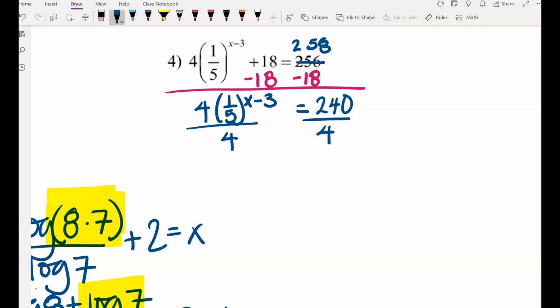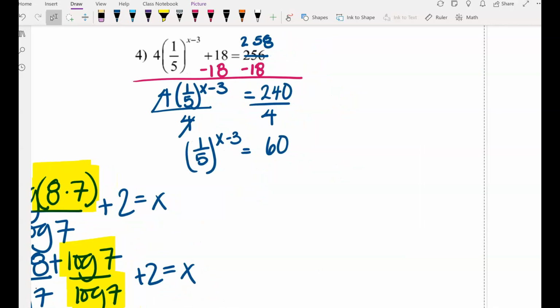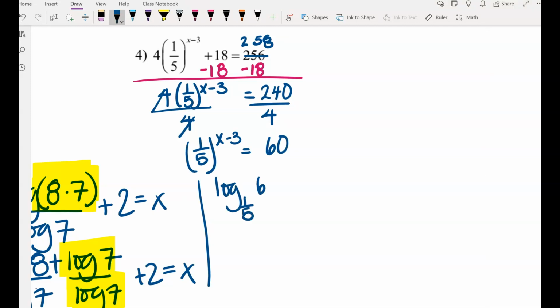Now dividing both sides by 4 is the same exact operation as multiplying by a quarter. Okay, you can do either. So divide both sides by 4. So now we have, this is going to cancel. We have 1/5 raised to the power x minus 3 equals, the reason I want to change it to 258 is because it's now a nice 60 like this. Okay. Now, as you can see, the base is 1/5. So we are going to use 1/5 to write it in log form. All right. Ready? Log base 1/5 of 60 equals x minus 3.